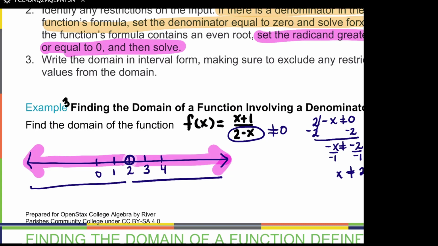All these numbers on the left, that's from negative infinity up to 2. And again, it can't include 2, so we use parentheses. The one on the right is all the numbers from 2 to infinity. Again, it can't include 2. And then, as I told you earlier, if you've got 2 intervals, we connect them together with a union symbol. So this shows that the domain is all real numbers except for 2.